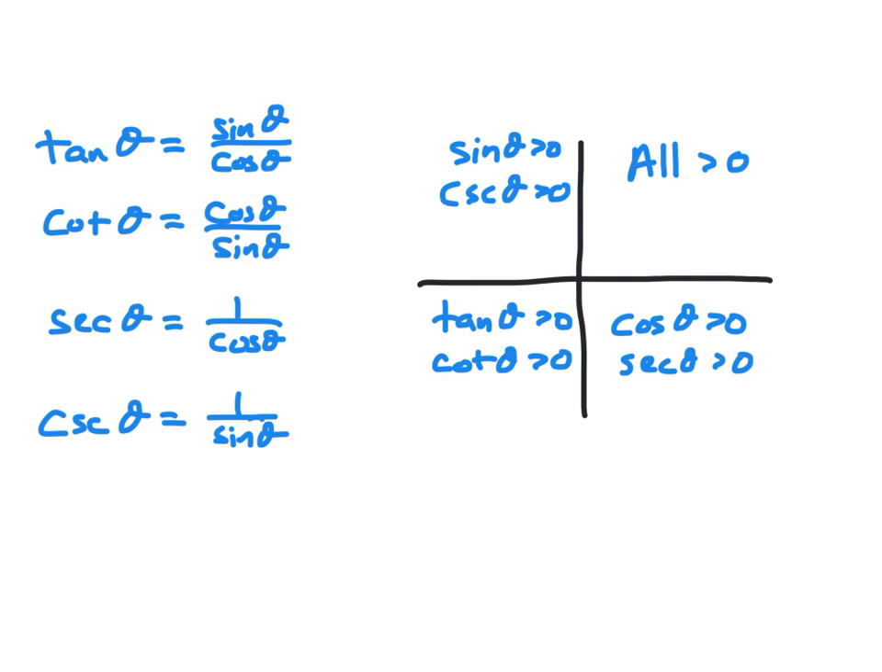And so this chart here indicates all of the trig functions, all 6 of them, and which quadrants they are positive in. For all other trig functions not listed here, the assumption is that they are negative in the appropriate quadrant.